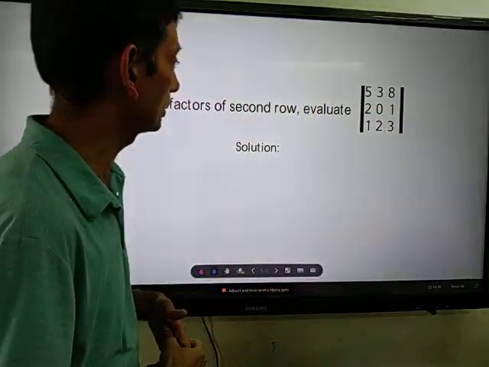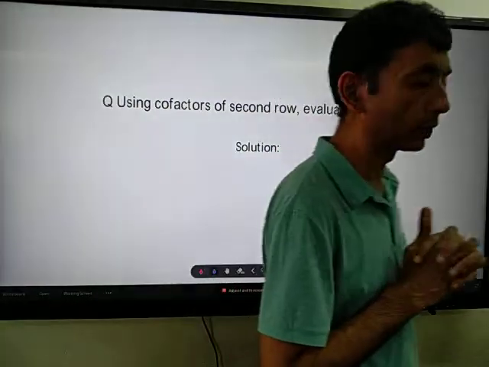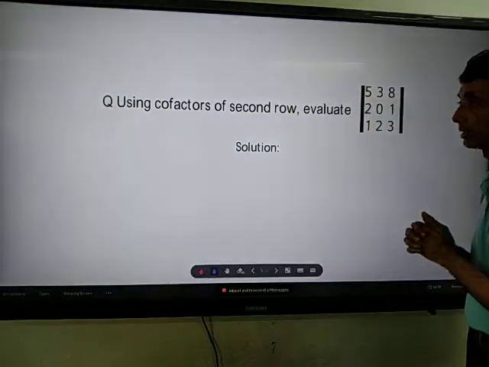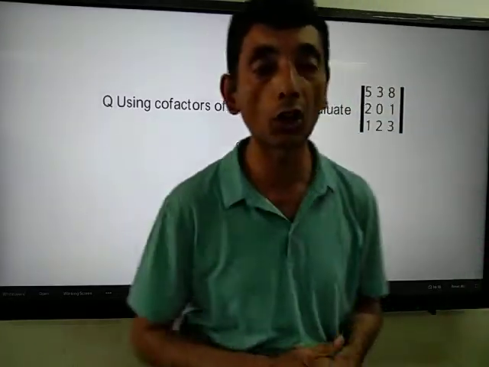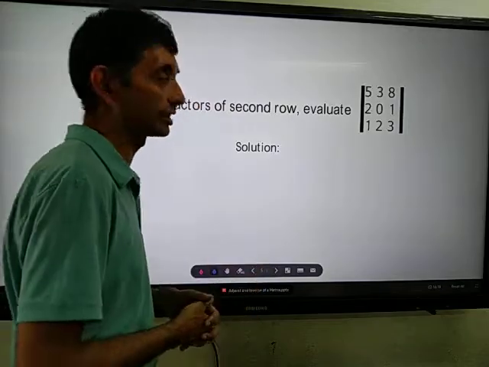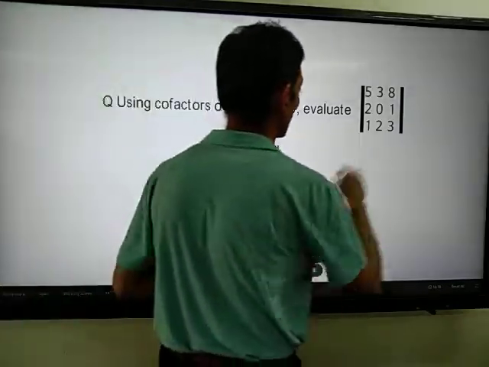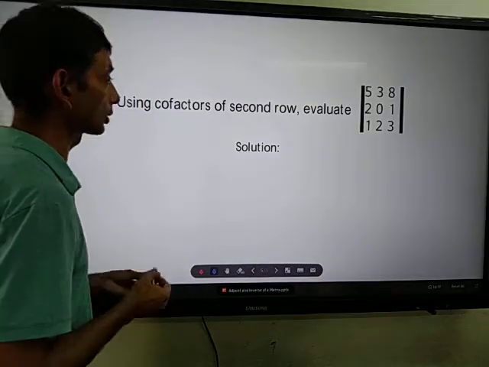You need to find the cofactor, evaluate the determinant. That means to find the value of a determinant, you don't need to calculate the cofactor of all the 9 elements. Why? We are going to discuss this point. First, we'll calculate the cofactor of this second row. Second row cofactor you can calculate like this.